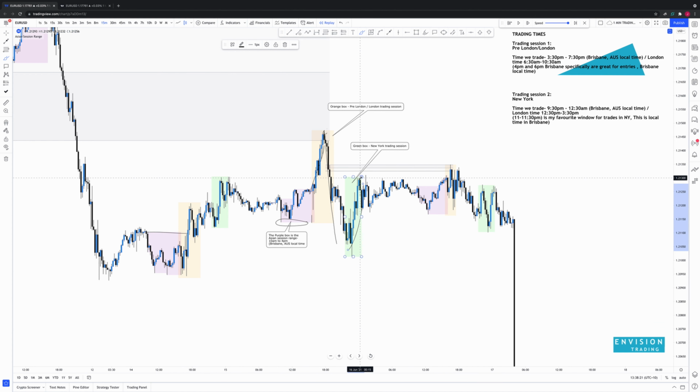And then what happens when our New York trading session stops? We just go sideways. So it's very important to not trade out of these session times. Same with here. We push up in London, we continue pushing up in New York, and then we just go sideways. So we really need to stick with these specific times.